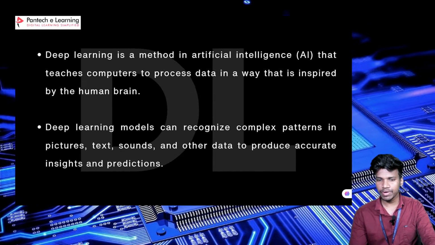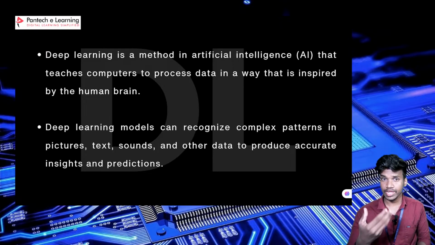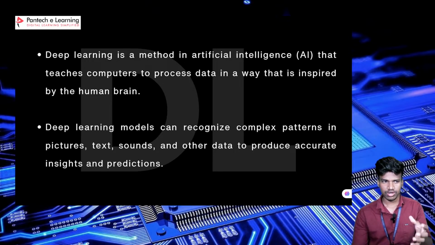The next one is deep learning. Deep learning is a method of artificial intelligence that teaches computers to process data in a way that is inspired by the human brain. As someone already said, it works like a human brain. Exactly, deep learning works like a human mind. Why? Because the human mind is controlled by a neural network of neurons. Same here, deep learning uses neural networks.